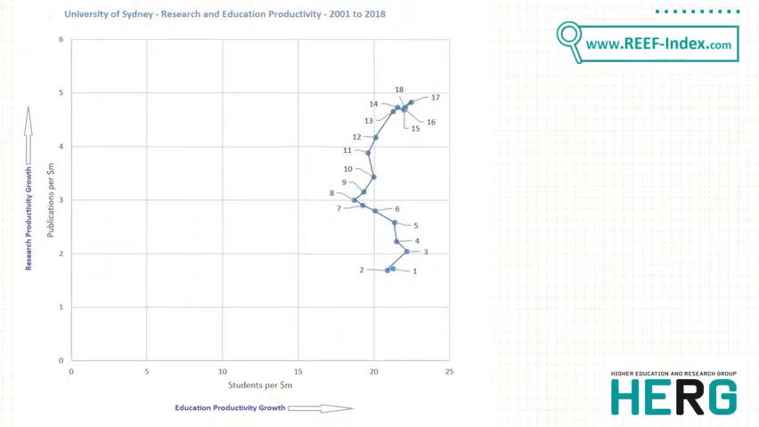This is an example of the REEF Index graph, where across the horizontal axis we measure education productivity. A move to the right is an increase. The vertical axis shows research productivity. A move up is an increase in productivity. This example is from public information and is the University of Sydney from 2001 to 2018.